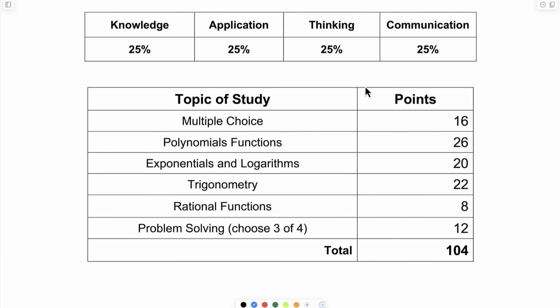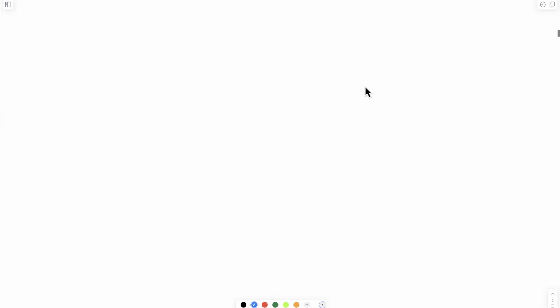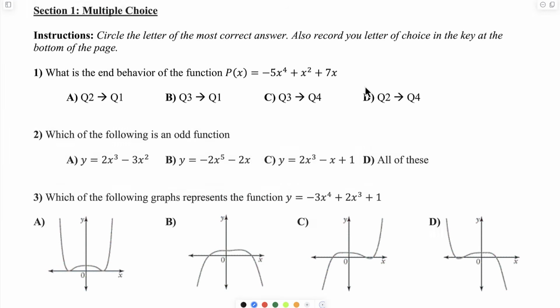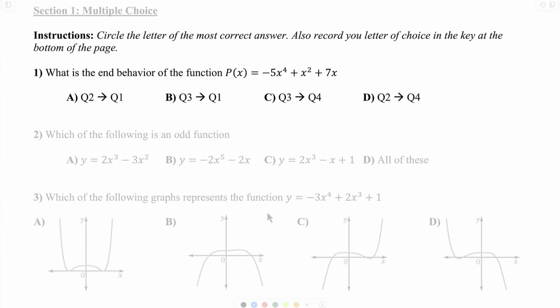And the exam's out of 104 marks. Follow along as I show you how you can get full marks on an exam like this. Let's start with multiple choice. Question 1. End behavior of this polynomial function.